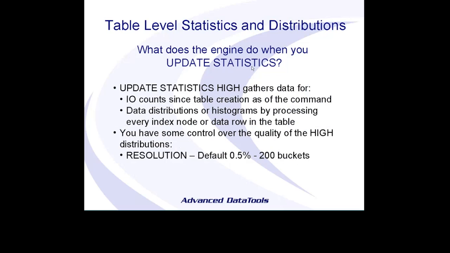You do have some control over the quality of the high distribution, but only in the sense that you can control the resolution or the number of buckets in the distribution histogram. By default, that's 0.5% or 200 buckets. For data that is highly skewed or has a tremendous number of distinct values, you may want to adjust the resolution upwards.